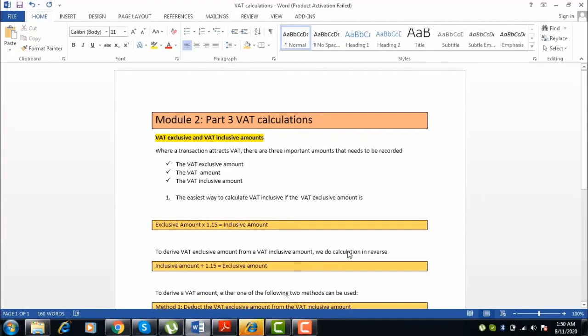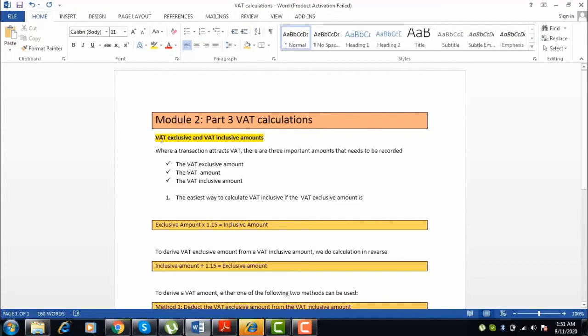Welcome back, everyone. In case you are just joining us for the first time, we are working on bookkeeping to trial balance module 2. Today we are on part 3 of VAT topics. So today we are doing VAT calculations.